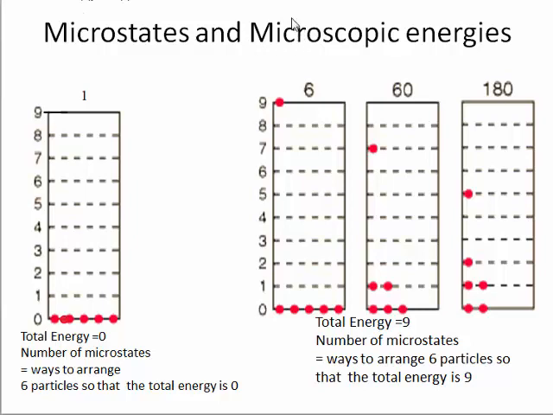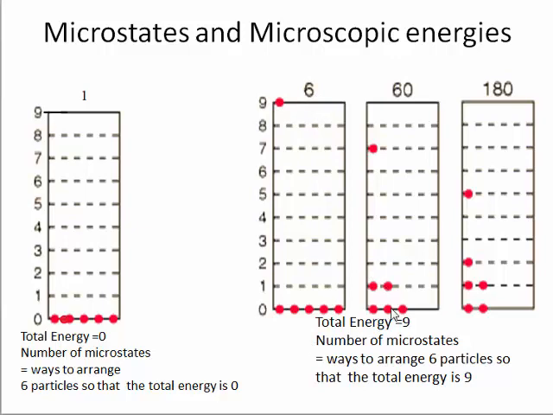Another way of thinking about microstates is to think about energies of particles within a system. For example, in this model system, here we have one in which the total energy is 0. There are 6 particles in the system, each with an energy of 0. The number of microstates for this system would be the ways to arrange such 6 particles so that the total energy is 0. You see that there is one way to do that, one microstate. If you allow the total energy to be 9, for example, well, you could put all 9 units of energy into one particle. There are 6 such arrangements.